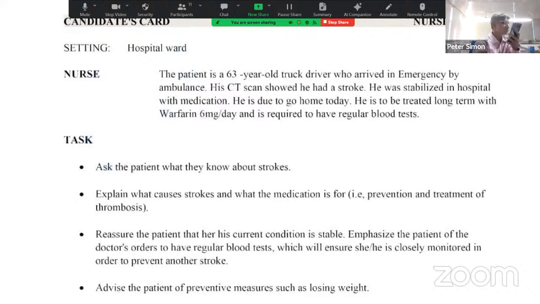Okay, nurse. I read in the newspapers that people are dying due to strokes. There might be a possibility of strokes in the future, and I might die. What is your notion about it, nurse? That is, the patient is telling. Then, nurse.